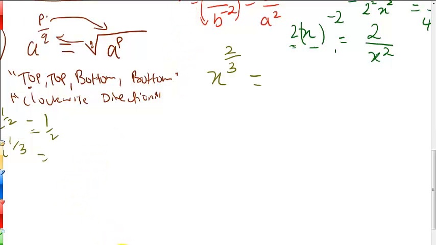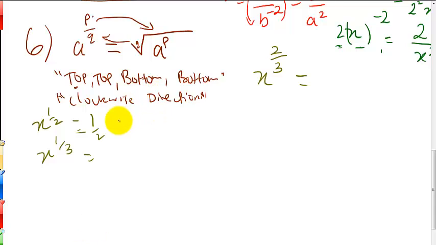So this is continuing from before. Let me rub that out. Okay, so we have x to the power of half and x to the power of a third, like I said. Those are the two typical ones that they like to examine.